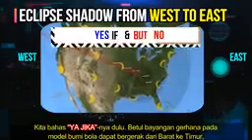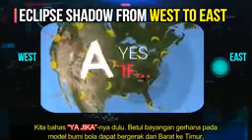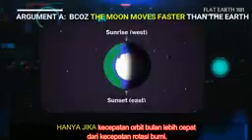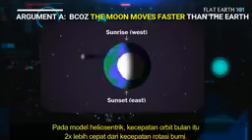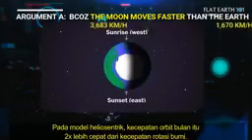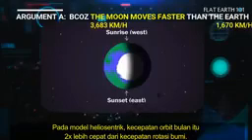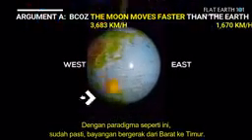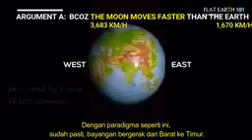Now the yes-if first. Yes, the eclipse shadow on the globe model can move from west to east only if the moon's orbital speed is faster than Earth's rotation speed. In the heliocentric model, the moon's orbital speed is twice as fast as the Earth's rotation speed. With this paradigm, for sure, the shadow will move from west to east.